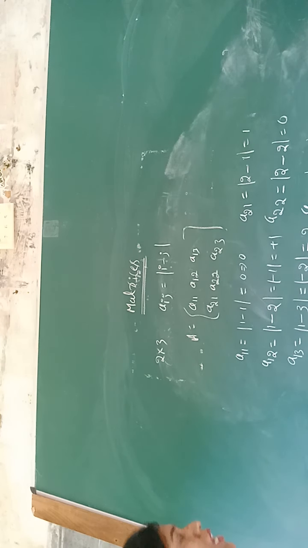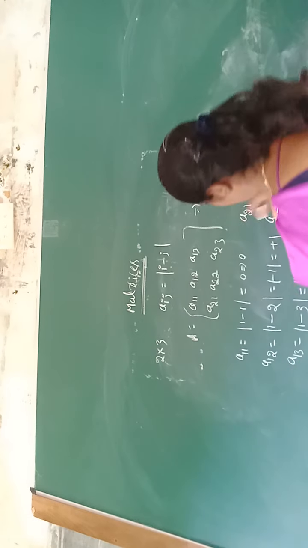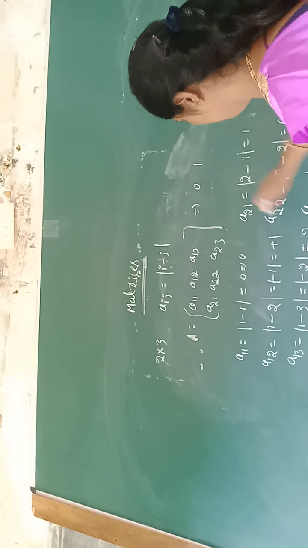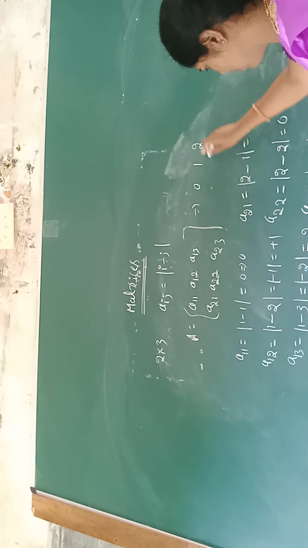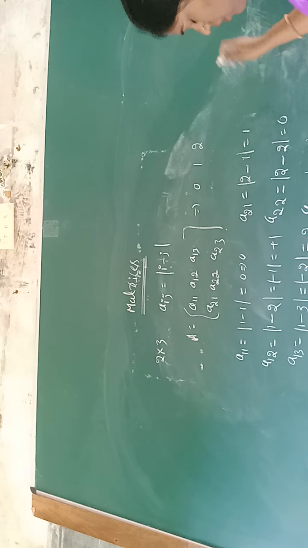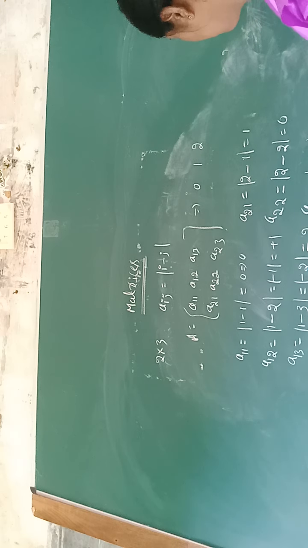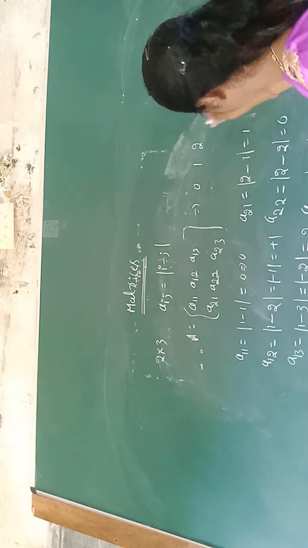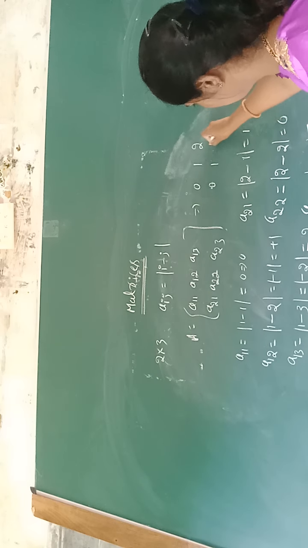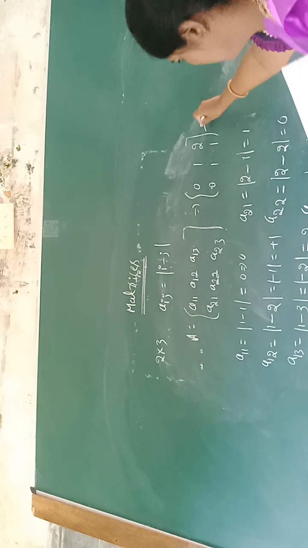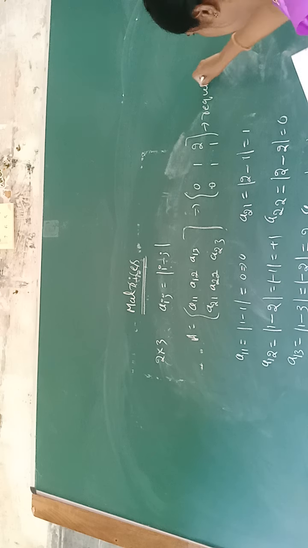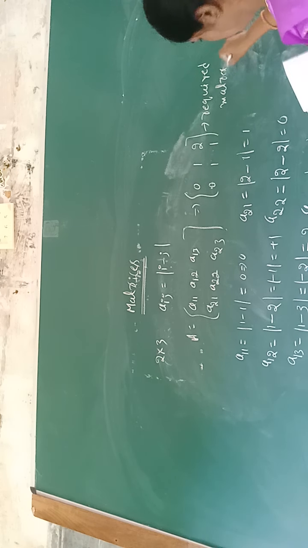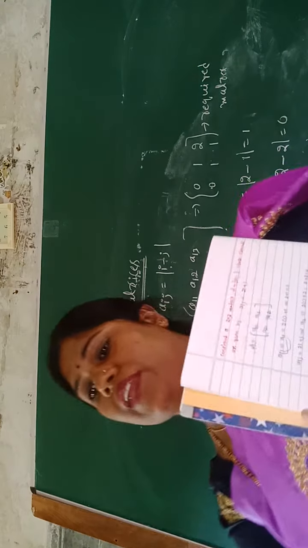These are the values. Therefore, the matrix is 0, 1, 2 in the first row, and 1, 0, minus 1 in the second row. Minus 1 won't come because the modulus of minus 1 is plus 1. So 1, 0, 1. This is the required matrix.